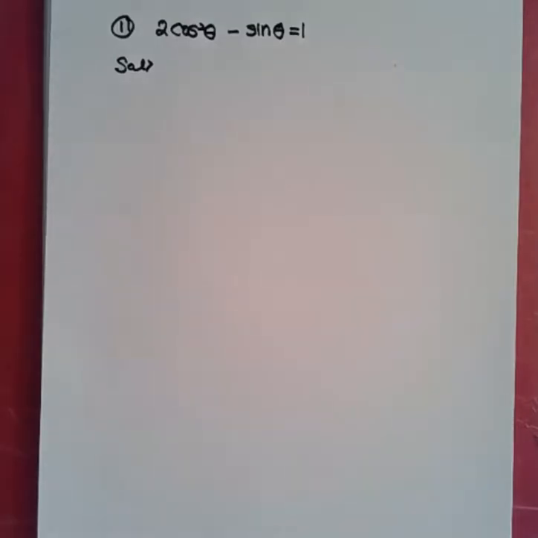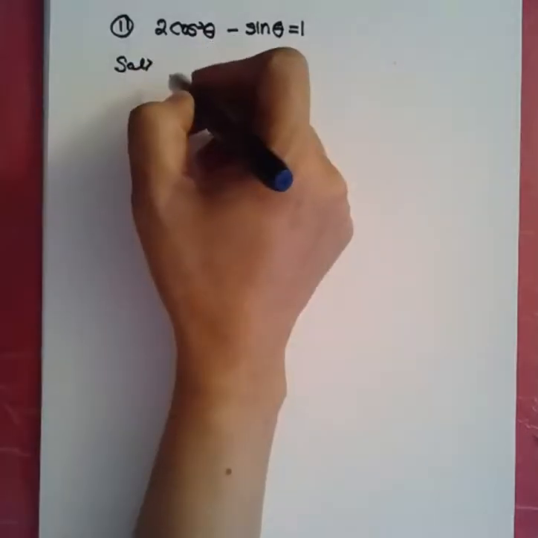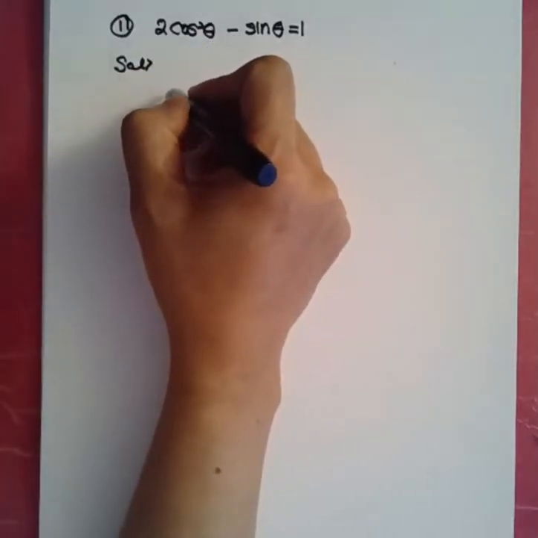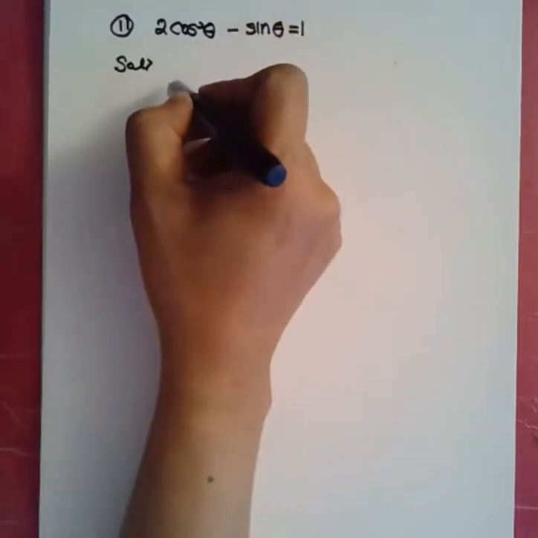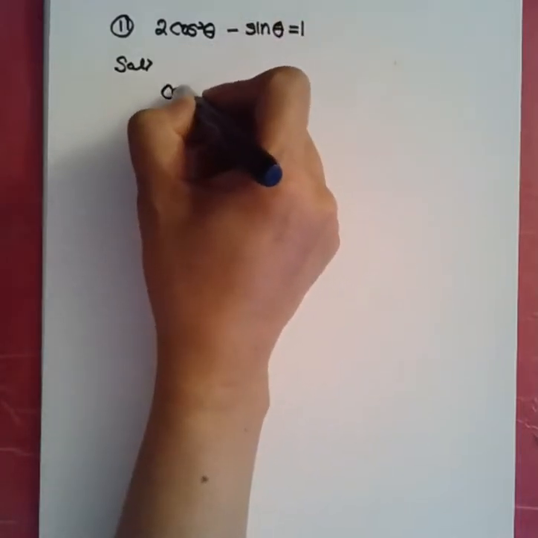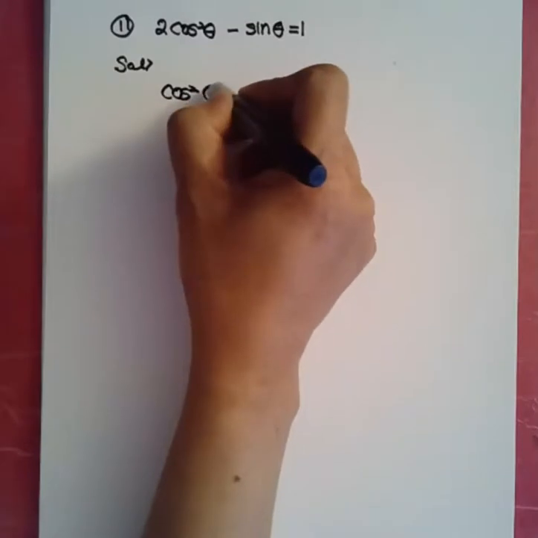In this problem, we want to solve the equation 2 times cosine squared of theta minus sine of theta equals 1. Cosine and sine are combined in this equation. So we want to convert the equation into the sine-related equation. We can do that by using the Pythagorean identity.